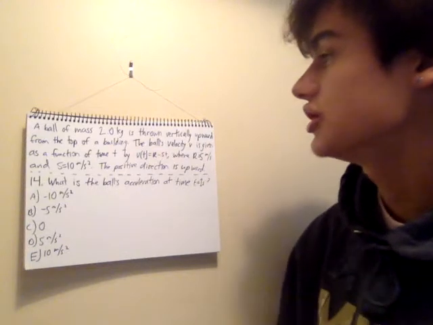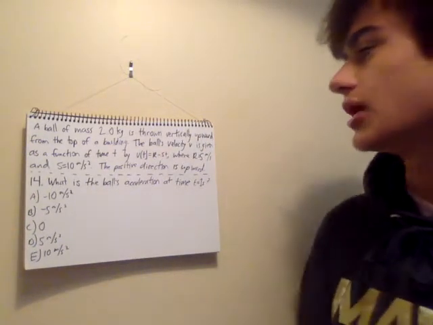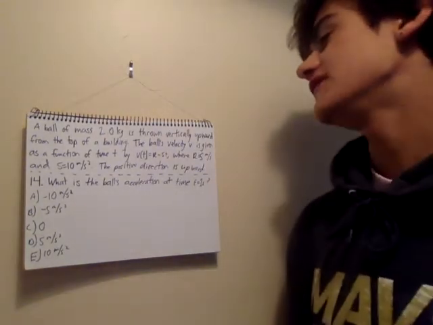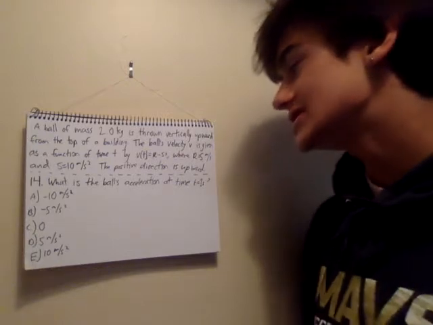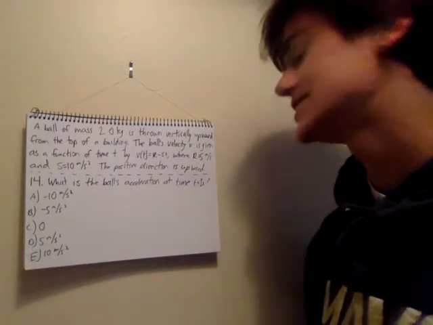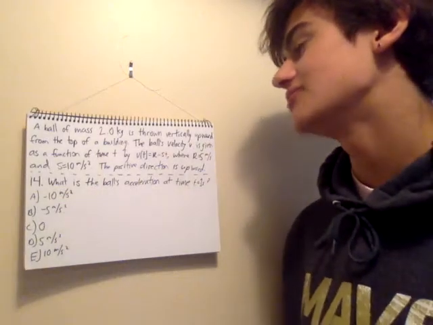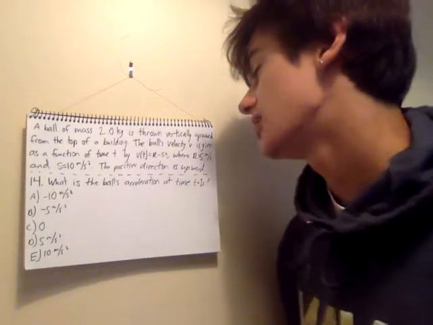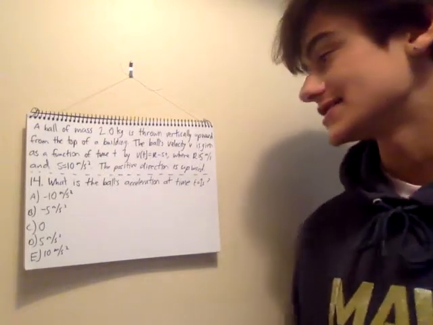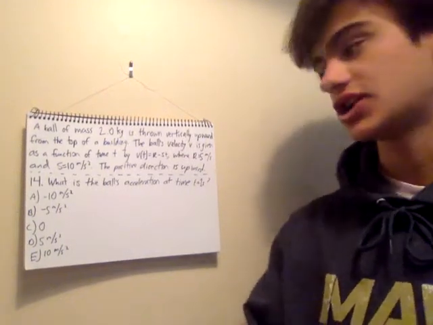So this is the scenario. A ball of mass 2.0 kilograms is thrown vertically upwards from the top of a building. The ball's velocity v is given as a function of time t by the equation v of t is equal to r minus st, where r is equal to 5 meters per second and s is equal to 10 meters per second squared. The positive direction is upward. So 14 is asking us, what is the ball's acceleration at time t equals 1 second?